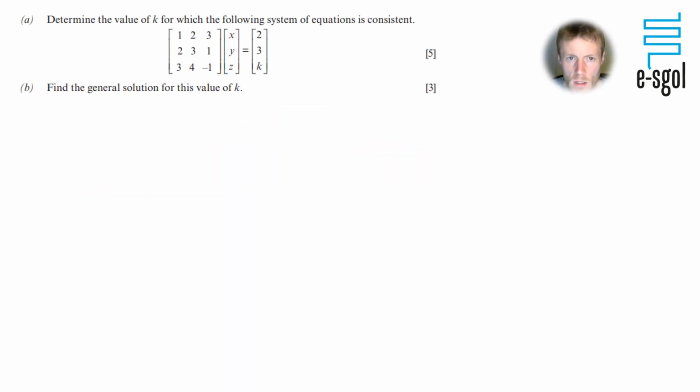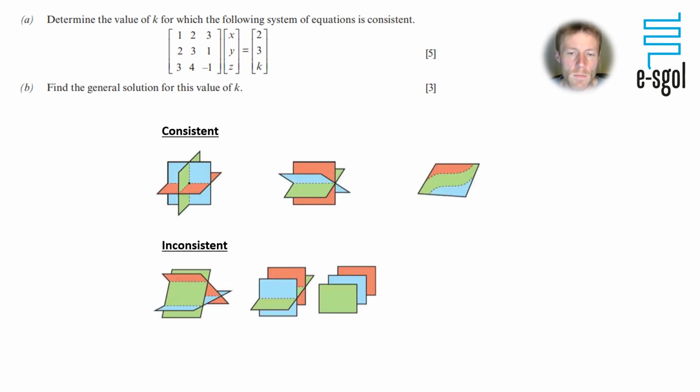Okay, so here's a question that's looking at whether a set of equations are consistent or not. So let's just remind ourselves what that means. Now I've taken these images from a textbook that I've got. Consistent equations means that we're going to have at least one solution.